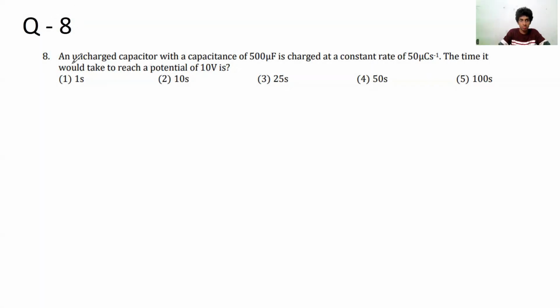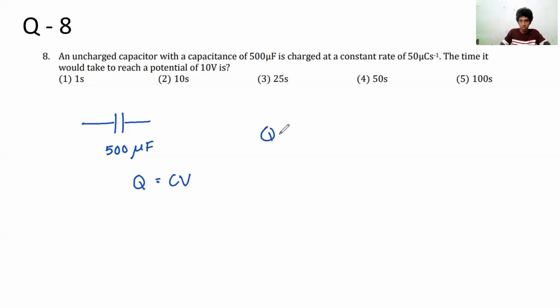Question number 8. An uncharged capacitor with a capacitance of 500 microfarad is charged at a constant rate of 50 microcoulombs per second. The time it would take to reach a potential of 10 volts is. So if this is the capacitor, it has a capacitance of 500 microfarad. So we can apply Q equals CV to the capacitor.